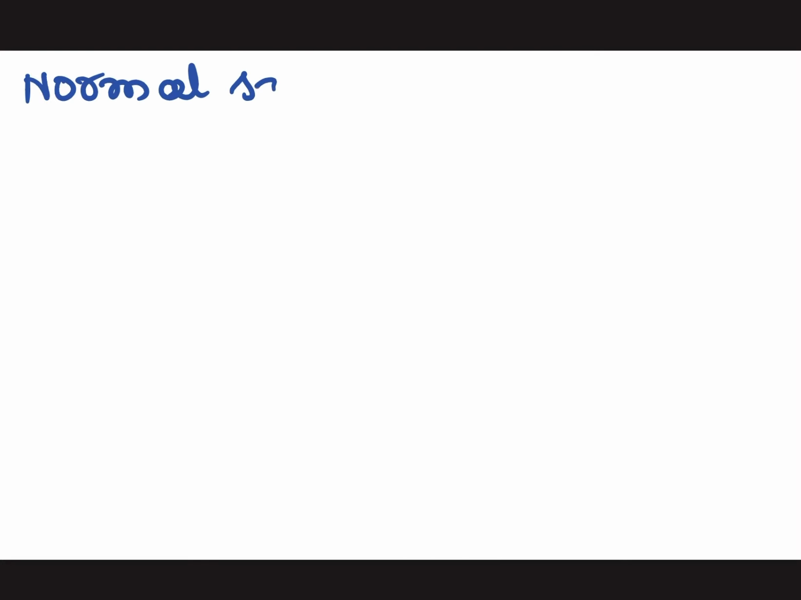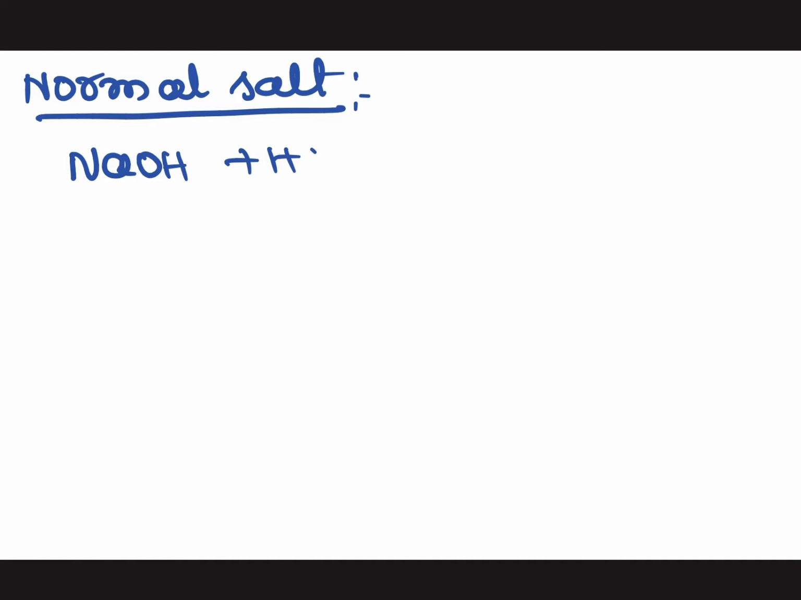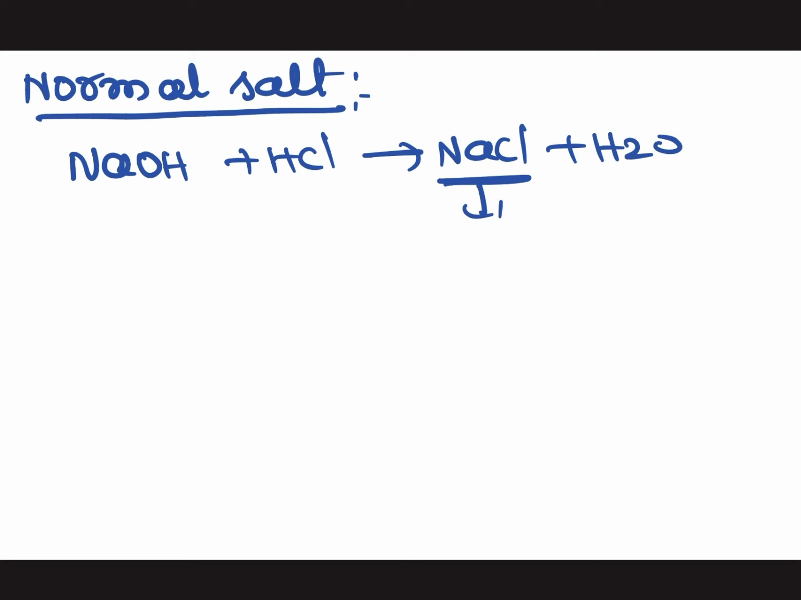What is meant by normal salt? Normal salt is nothing but, for example, I am taking one base and one acid, so it will form NaCl plus H2O. So this is the salt. Here in this salt, NaOH is there and H is there. So when they combine, it forms NaCl.